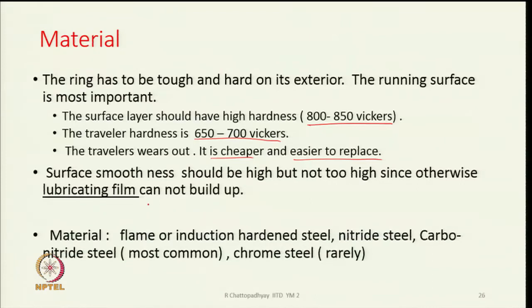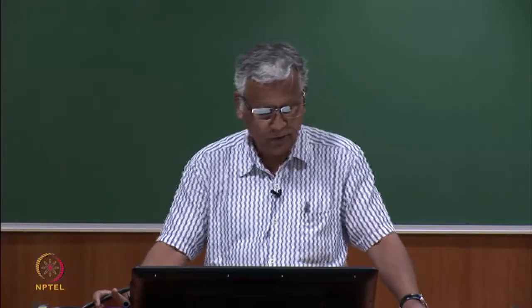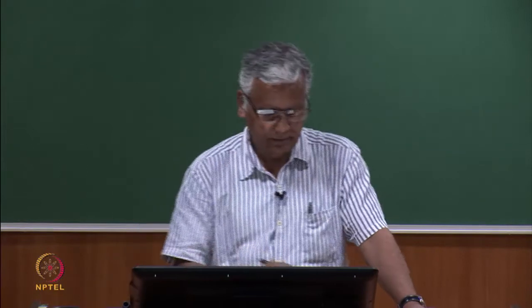We will discuss the formation of the lubricating film, and therefore the surface has to be smooth, but should not be too smooth. So, what could be the consequence of that? We will discuss it as we go through this lecture. The material is flame or induction hardened steel, nitride steel, carbonitride steel and chrome steel. So, various types of alloys are used in manufacturing the ring.